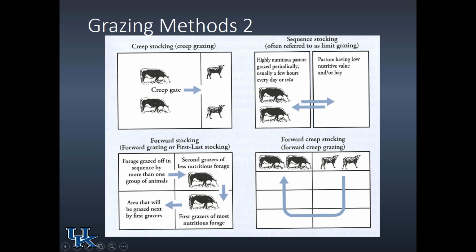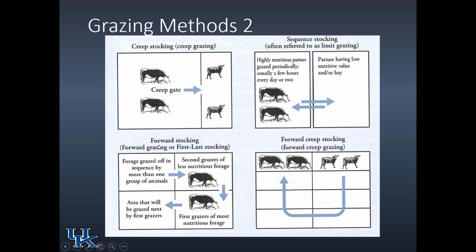Sequence stocking is very rarely referred to or talked about, but it's often referred to as limit grazing, where we've got highly nutritious pasture that we only give cattle access to for 1 or 2 hours a day, and then they are back in an area where we have low nutritional value pasture or hay. And I can think of at least one application: in the springtime, if we have very, very lush pasture and lots of clover, we may need to limit access to this clover pasture on the left to minimize bloat. So this is a way we would try to do that, moving them back and forth into maybe a hay feeding lot or some area with less clover, and only giving them a little bit of time on the clover daily.